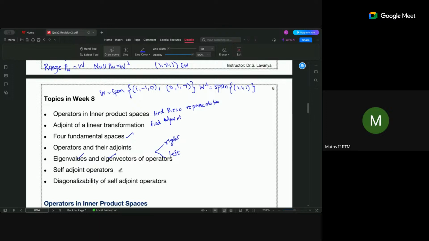And then you have what are called self-adjoint operators. For self-adjoint operators, you have diagonalizability, so A is equal to P inverse D P, but P inverse is equal to P^H if the columns are orthonormal. So these are the key points for week 7 and week 8.